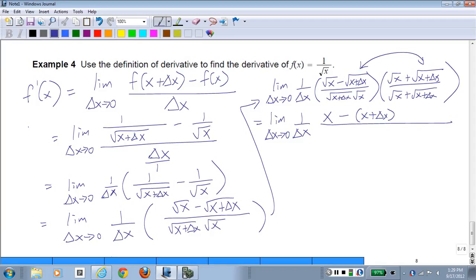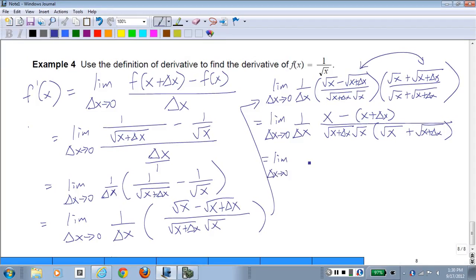In the denominator, we've just got what we've got. Nothing really changes except we have a product. Big set of parentheses around the square root of x plus the square root of x plus delta x. Is there hope now of obtaining a factor of delta x in the numerator? I feel like I need to copy a great deal just to make that happen.